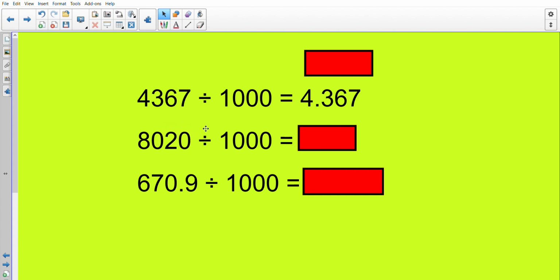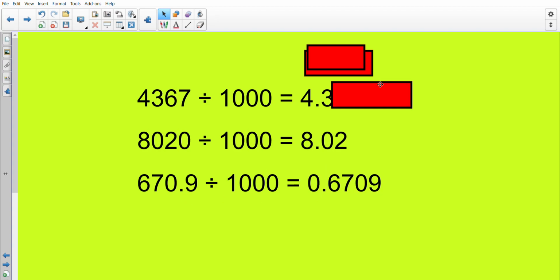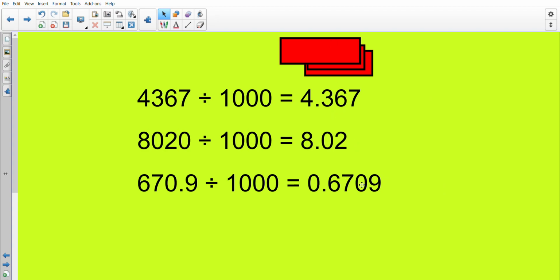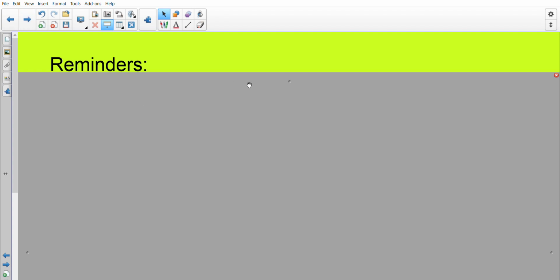8,020. Lots of zeros to worry about here, so let's have a look at this one, shall we? Divided by 1,000. 8.02. Okay, there could have been a 0 there from this one here, but it doesn't add any meaning, so we can get rid of it. That one, though, it has to stay because it's stuck between the 8 and the 2, and it has an importance, doesn't it? If we got rid of it, the 2 would be there, it would be a different number. And then 670.9, the decimal point's already there, so we're going to have to hop across it, and we get 0.6709.